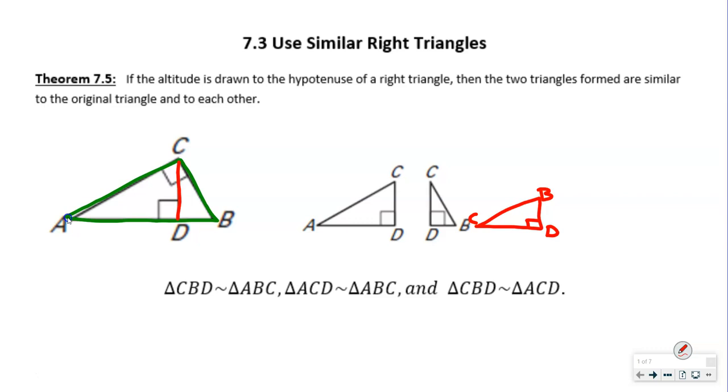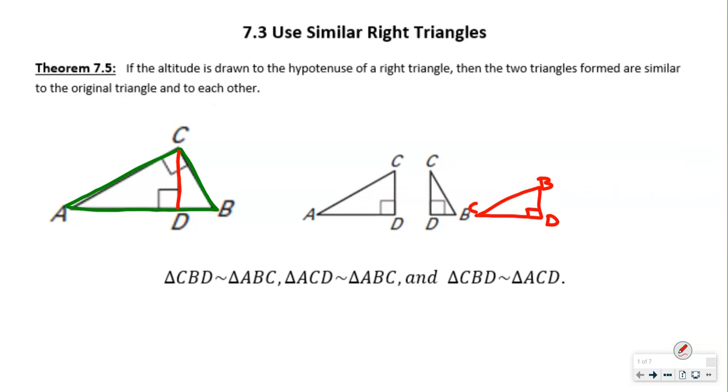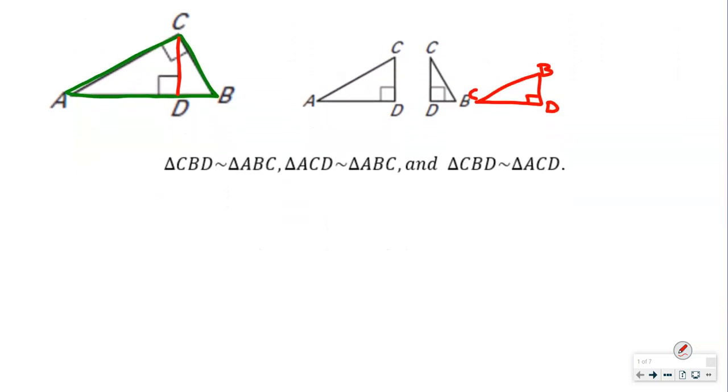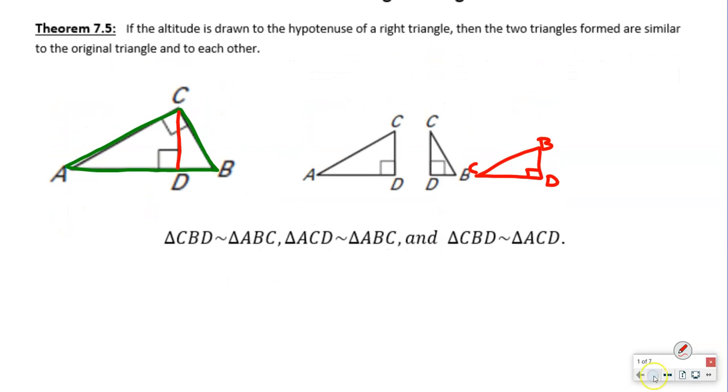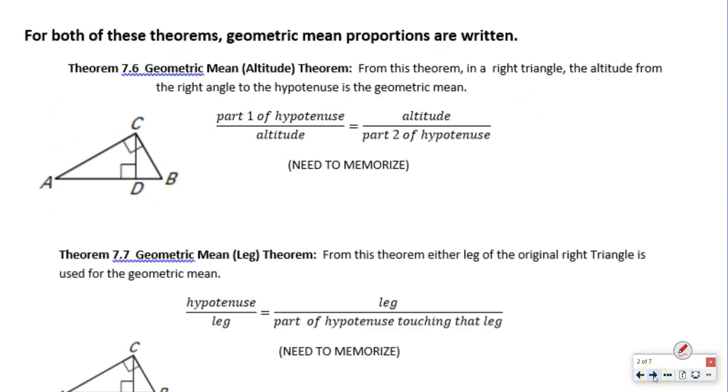But if you're not splitting things up and picking out sides like that, we have this other way, or if it's too difficult to do that, we have these theorems. 7.6 geometric mean theorem, or the altitude theorem. From this theorem, in a right triangle, the altitude from the right angle to the hypotenuse is the geometric mean.